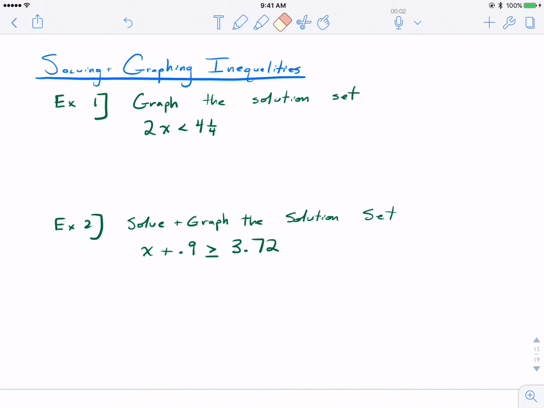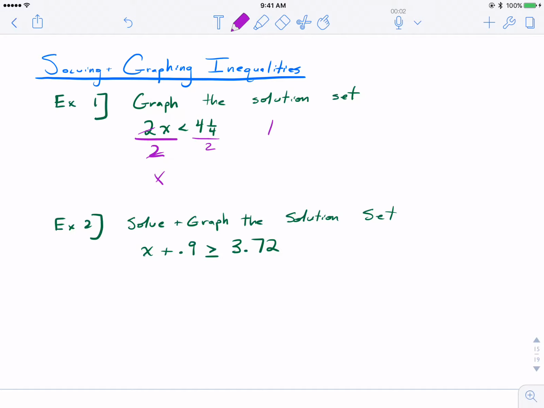Hello everybody. In this video we're going to be taking a look at solving and graphing the solution set for an inequality. So for number 1, we're going to solve and graph. Important to keep in mind that we apply the same principles with equations, performing inverse operations and keeping things balanced. So number 1, if I want to isolate x, I'm simply going to divide by 2 to undo that multiplication.